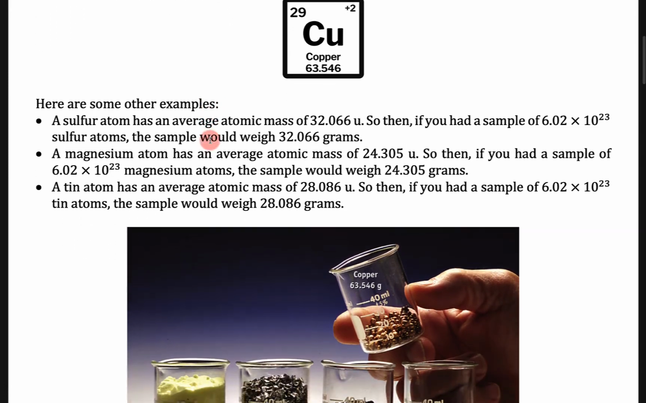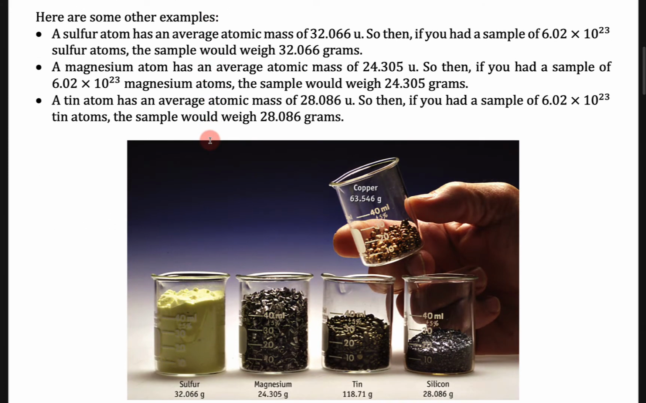Now here are some other examples to just better understand how this works. A sulfur atom has an average atomic mass of 32.066 atomic mass units. I'll just mention that U is the symbol for atomic mass unit. So this is saying that a sulfur atom has an average atomic mass of 32.066 atomic mass units. So, if you had a sample of 6.02 times 10 to the 23 sulfur atoms, that sample would weigh 32.066 grams.